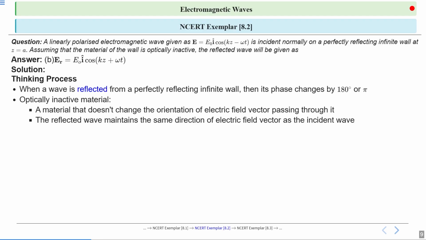The reflected wave maintains the same direction of electric field vector as the incident wave. So the reflected wave and incident wave both have the same direction of electric field vectors. The orientation of the electric field vector doesn't change in the wave after passing through a certain material, that is, an optically inactive material. Only the phase and amplitude might change. Now, what type of materials are these?